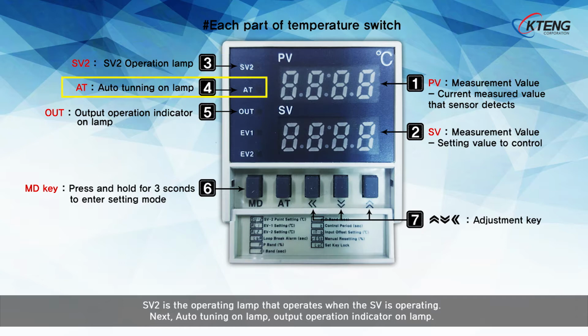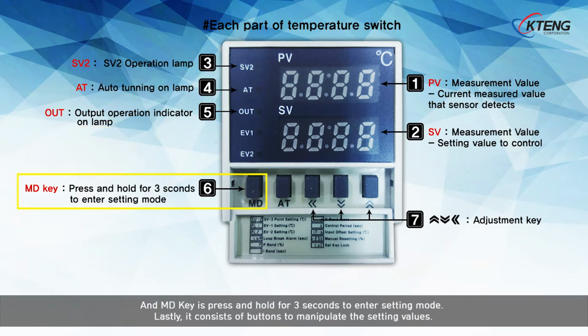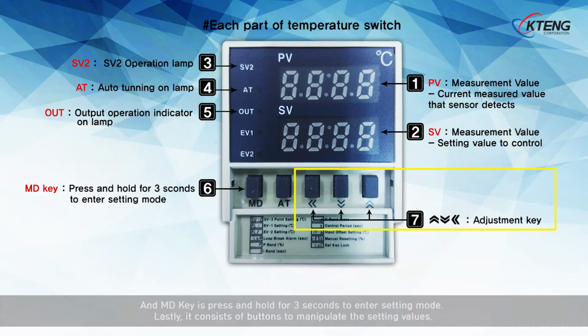Next, the auto-tuning on lamp and the output operation indicator lamp. And the MD key is pressed and held for 3 seconds to enter setting mode. Lastly, it consists of buttons to manipulate the setting values.